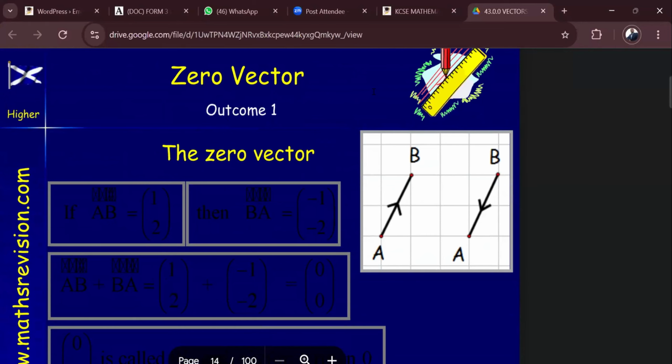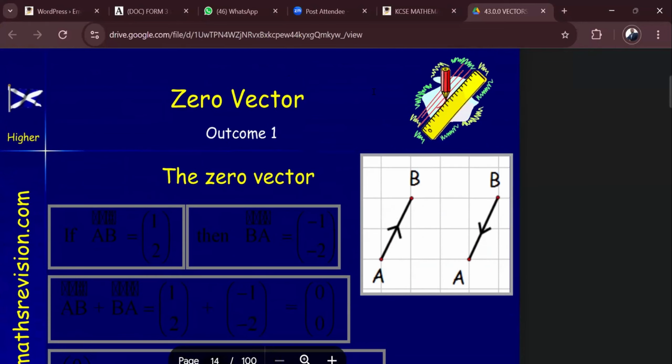Let's talk about zero vector. Victor, your hand is up. I don't know whether you have something to ask. You have a question?